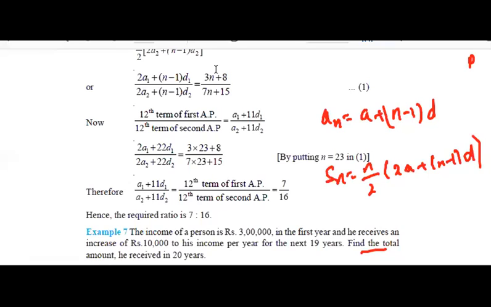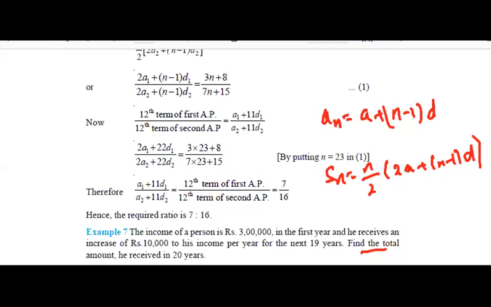Correct. Very good. Now, first of all, try to understand the problem. Puneet, correct. Darshan, correct. Very good. Now, think about it. What is given? Try to understand the problem. That is the first thing that you should do.